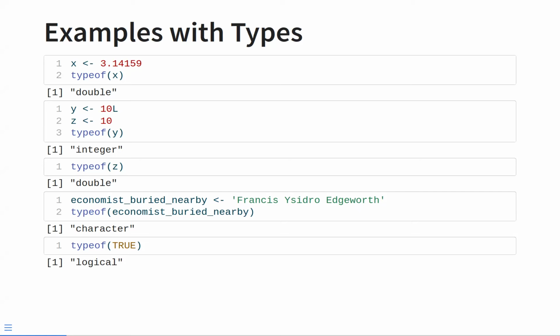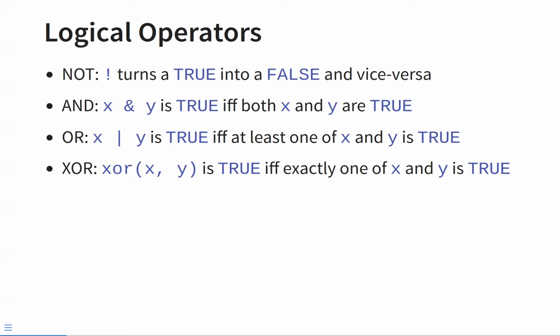economist_buried_nearby gets "Francis Isidro Edgeworth". And there, I'm assuming you're inside the Manor Road building, because if you are, there really is a famous economist buried nearby. If we run typeof(economist_buried_nearby), we will see character, because this is a character type. Finally, typeof(TRUE) returns logical, because TRUE is a logical type.